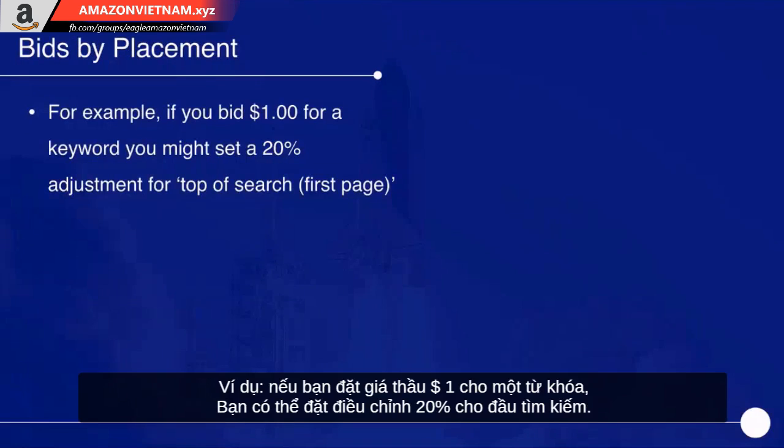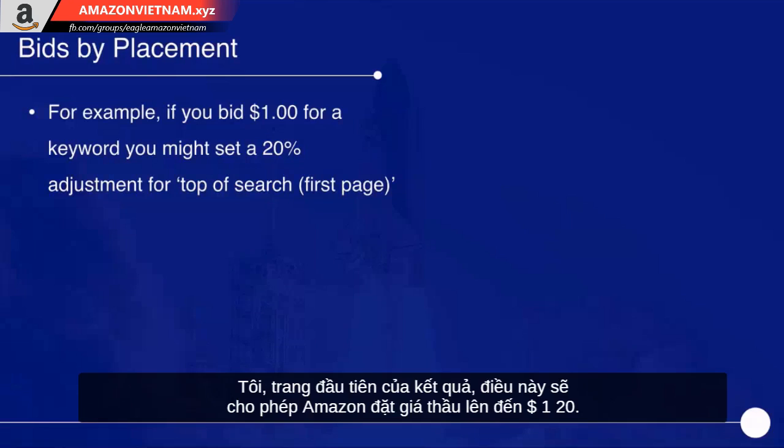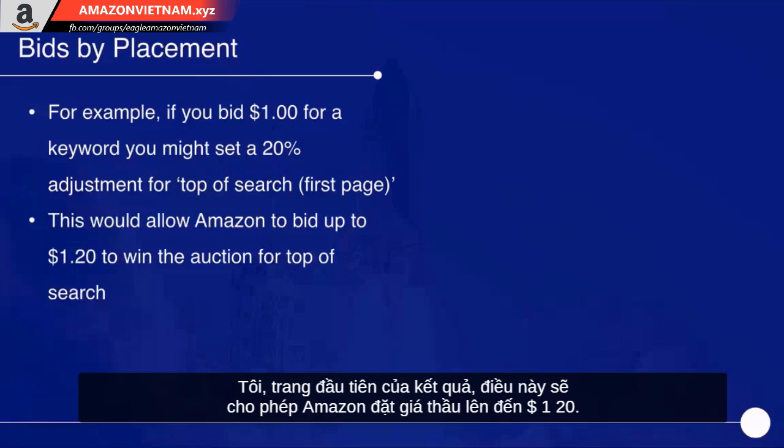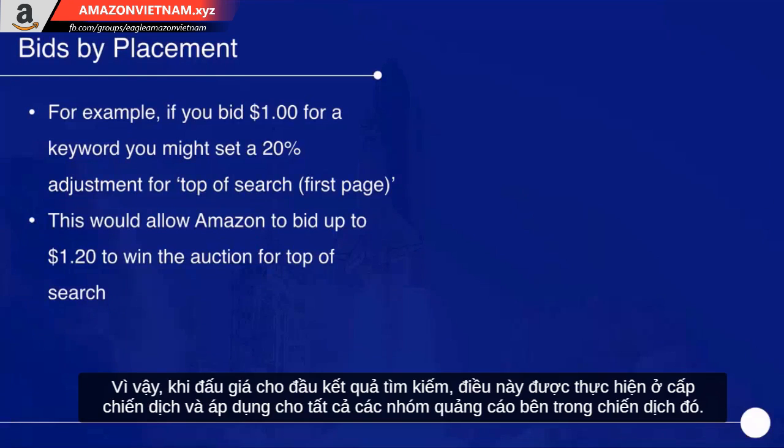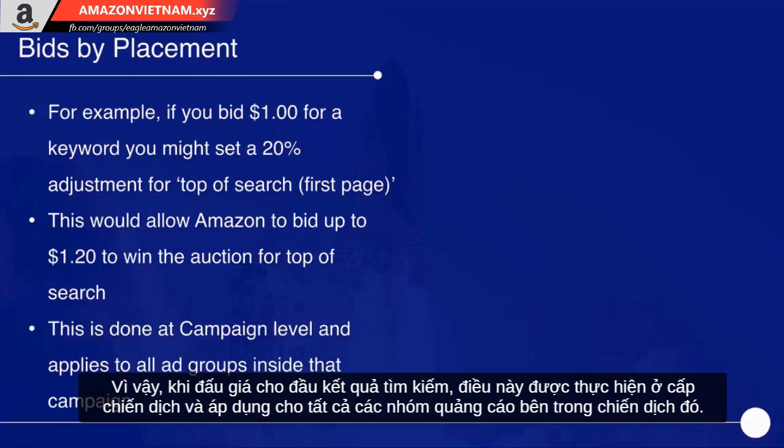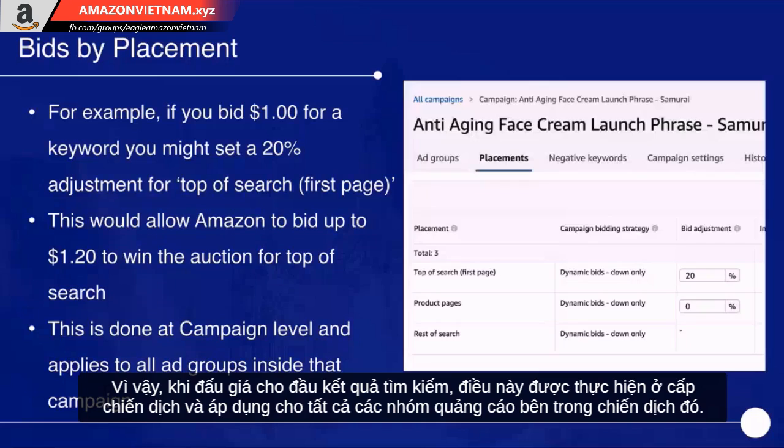For example, if you bid $1 for a keyword, you might set a 20% adjustment for the top of search, i.e. the first page of results. This would allow Amazon to bid up to $1.20 to win the auction for the top of search results. This is done at campaign level and applies to all ad groups inside that campaign.